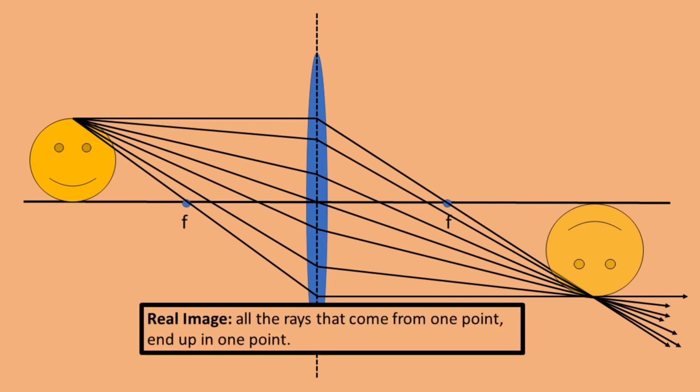This image is called a real image, which means you'd be able to project it on a screen. We call the image real because there are real physical rays of light traveling through it, which is, as we're about to see, not always the case.